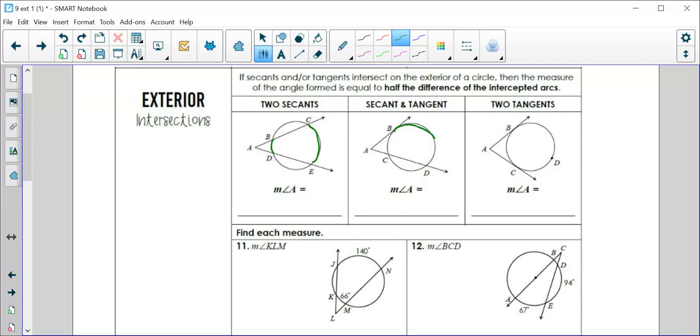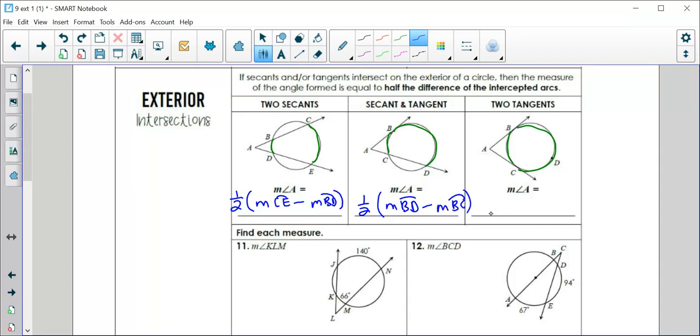Over here, it's the big arc minus the small arc. And finally, this big arc minus the small arc. So it looks a little bit different depending which type of lines you have. I'll go ahead and write the formula here for the first one. So we're going to take half of the big arc minus the small arc. And then this one, half of the big arc, BD, minus the small arc.